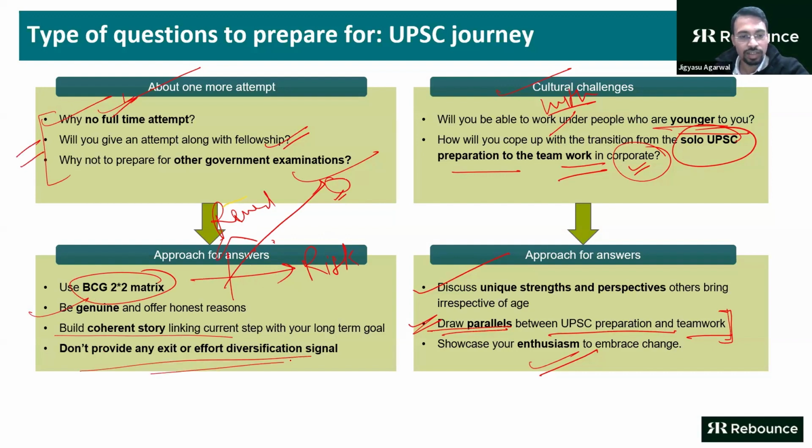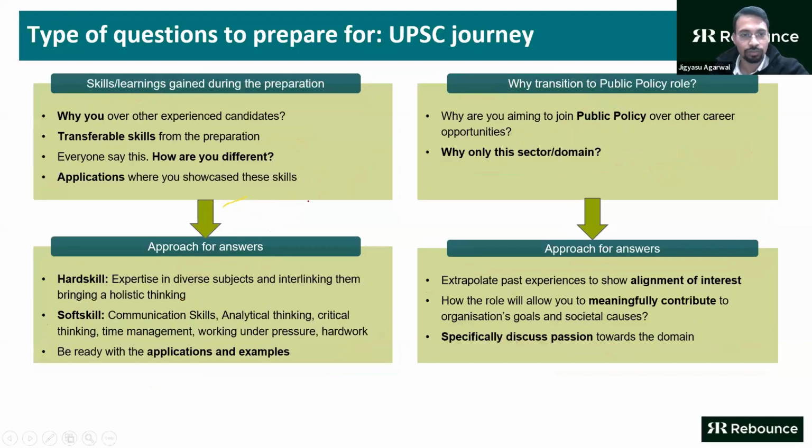Ensure that you do not give any signal about effort diversification or exit, like: maybe I want to give one more attempt, my focus is on that only, I just want to do this fellowship on the side. Never say that. When you are applying for any opportunity, that opportunity is the primary goal, at least for now. Then there are the skills or learnings which you gain from the preparation.